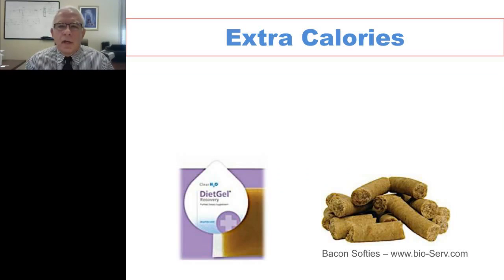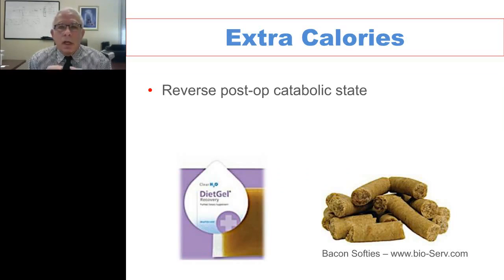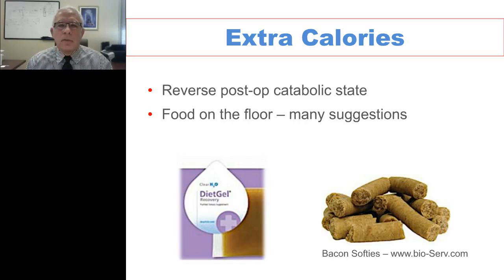Don't forget about the extra calories. As we discussed earlier, when an animal undergoes a surgical procedure, that animal enters a catabolic state, which needs to be reversed as soon as possible. Because an animal in a catabolic state is obviously an animal whose homeostasis is way out of balance. So why not do something to encourage those extra calories immediately post-op? So why not place food on the floor?